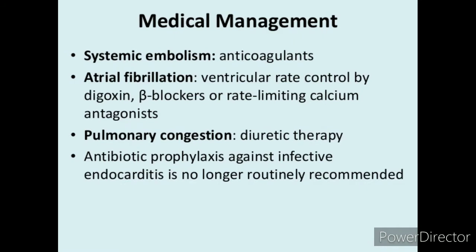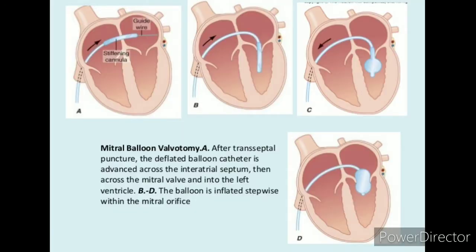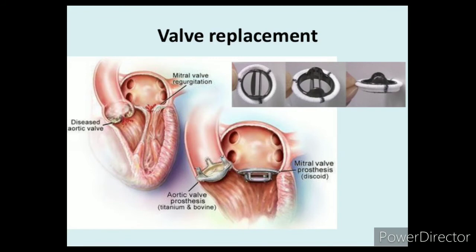In surgical you have the mitral balloon valvotomy, that is after transseptal puncture the deflated balloon catheter is advanced across the interatrial septum, then across the mitral valve and into the left ventricle. Now the balloon is inflated stepwise within the mitral orifice so that this narrowing can be broadened, and relief can be given. The last step is mitral valve replacement. When you have nothing left, so you have to do valve replacement. It is specially done when there is an associated MR. So this was the management.